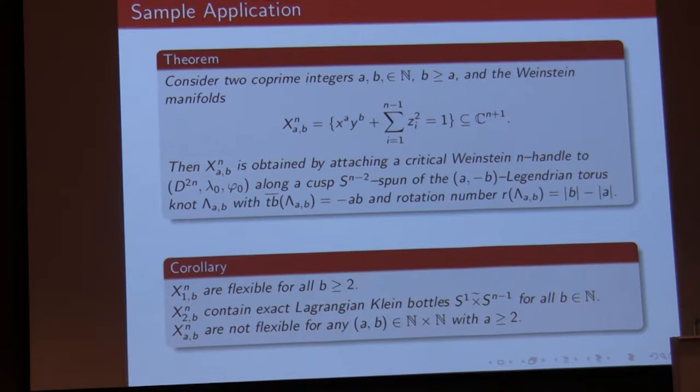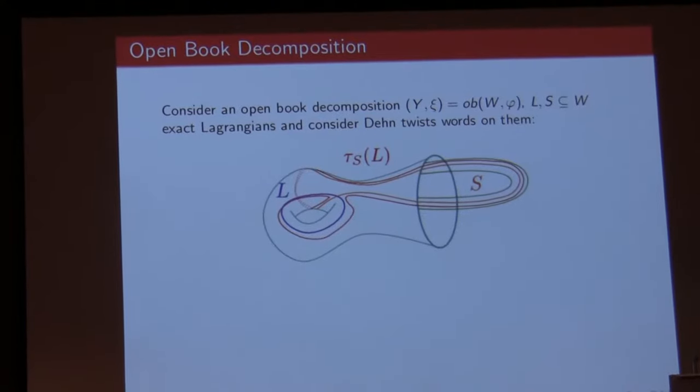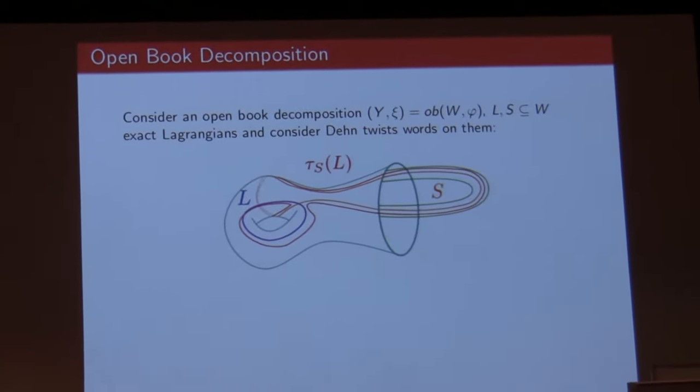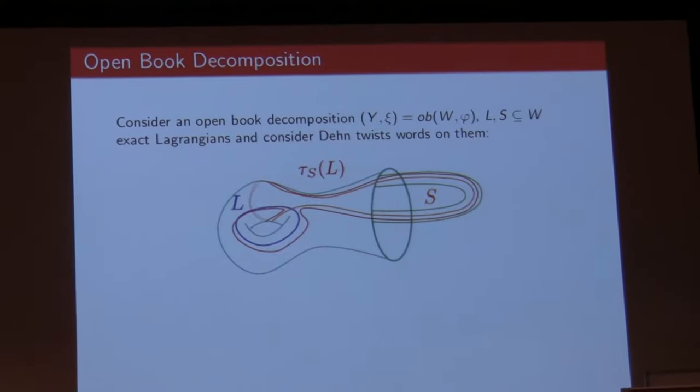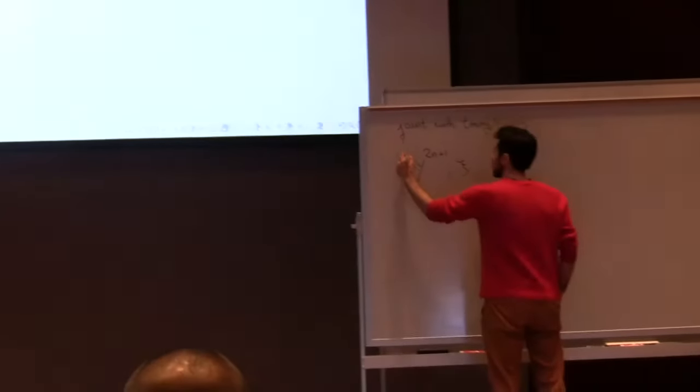For higher A's, there are a priori no exact Lagrangians, but still the Fukaya category is non-zero. OK, so now we're going to go back to the very basics and start with the things that John taught us. So consider the contact manifold, which we're going to write as something being 2n plus 1 dimensional.